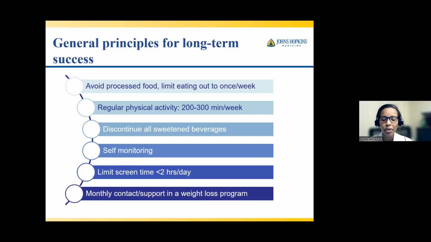Limiting screen time also limits sedentary behavior, so limiting to less than 2 hours per day if possible. Even if at work, having a moving treadmill is one way of limiting that sedentary behavior. And then contact frequently with a weight loss program in order to maintain that accountability.